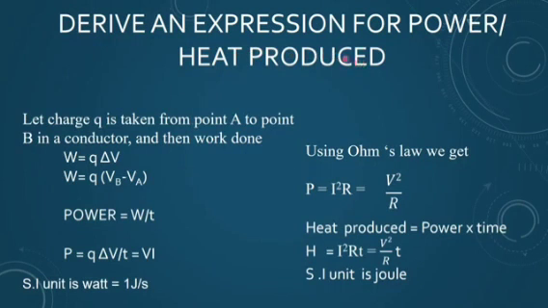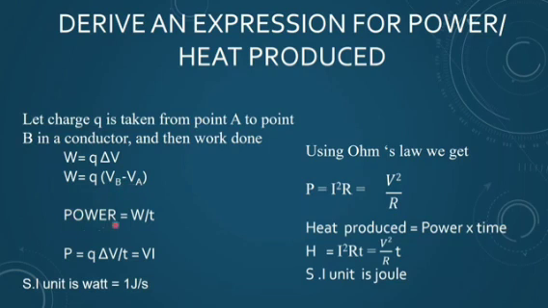Now we are going to see the expressions for the heat produced and the power. Firstly, power. Suppose charge Q is taken from one point to another in a conductor. Then the work done is given by the definition of potential difference, that is, the work done in bringing a unit positive charge from one point to another. So work done can be written as Q delta V, where delta V I may write as VB minus VA.